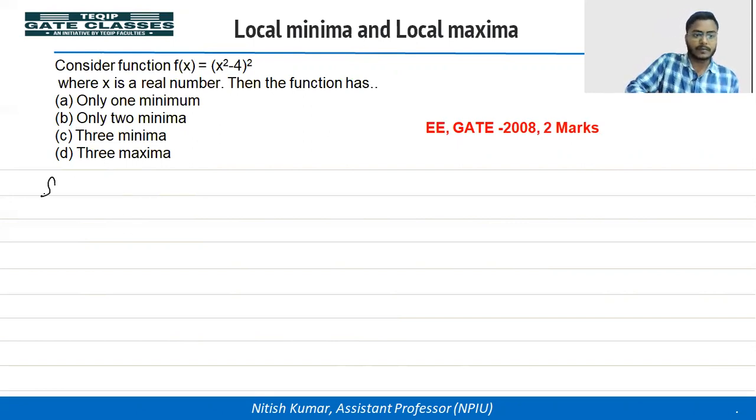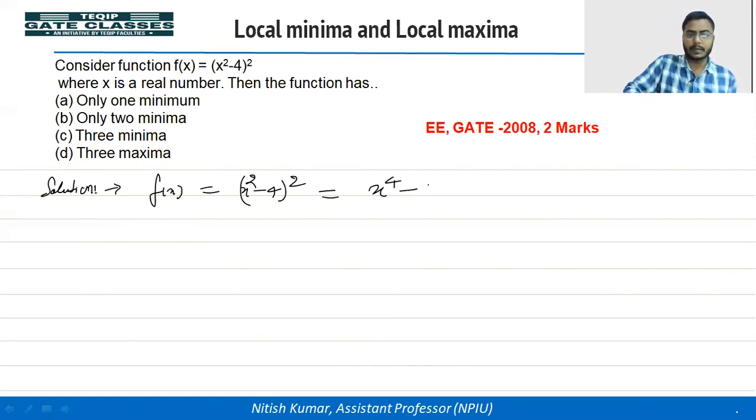So we have the function f(x) = (x² − 4)². We can also write x⁴ + 16 − 2·4·x², like (a − b)² we can write. So a² is x⁴, plus b² is 16, minus 2ab is 8x². So we can write f(x) = x⁴ − 8x² + 16.